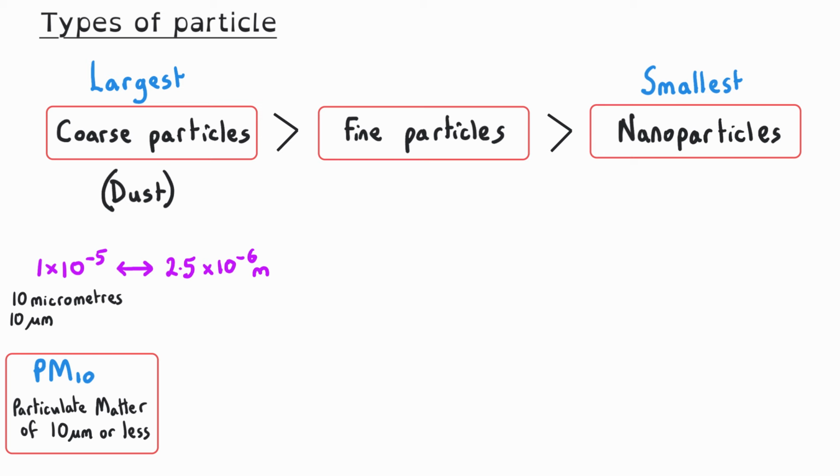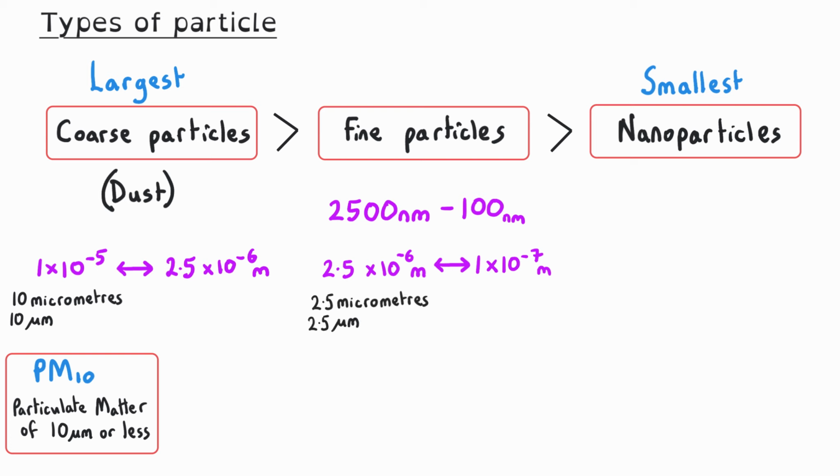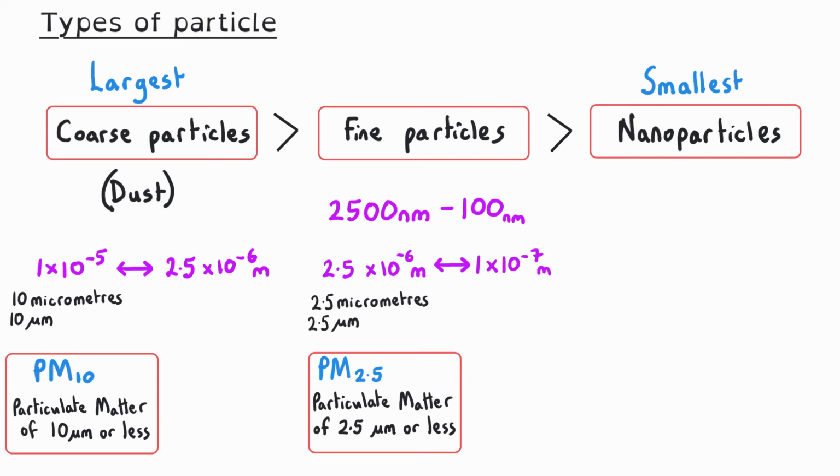Fine particles vary in size as well, from about 100 nanometers at their smallest to 2,500 nanometers at their largest. So between 2.5 times 10 to the minus 6 meters, or 2.5 micrometers at their largest, and 1 times 10 to the minus 7 meters at their smallest. And they are sometimes referred to by a code for ease of PM 2.5, meaning particulate matter of 2.5 micrometers or less.